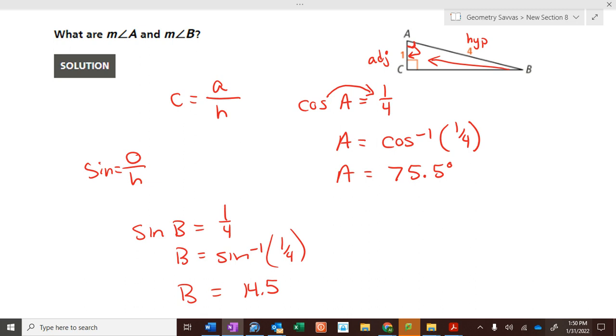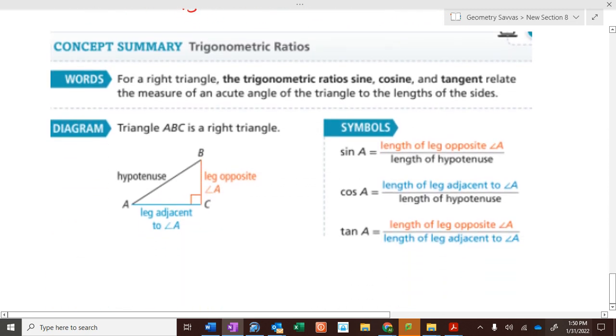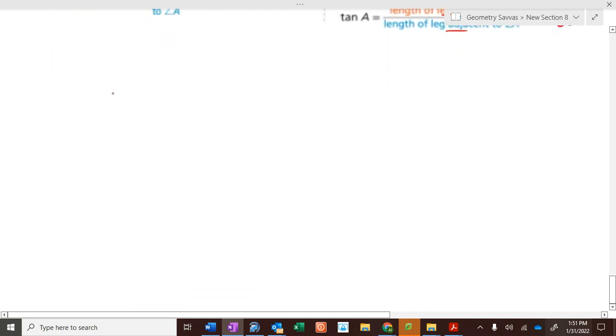I just want this to be a learning experience so you guys kind of discover, hey, that should be that. Okay, so trig ratios. Sine is opposite over hypotenuse, cosine is adjacent over hypotenuse, and tangent is opposite over adjacent. So, soh cah toa. Okay?